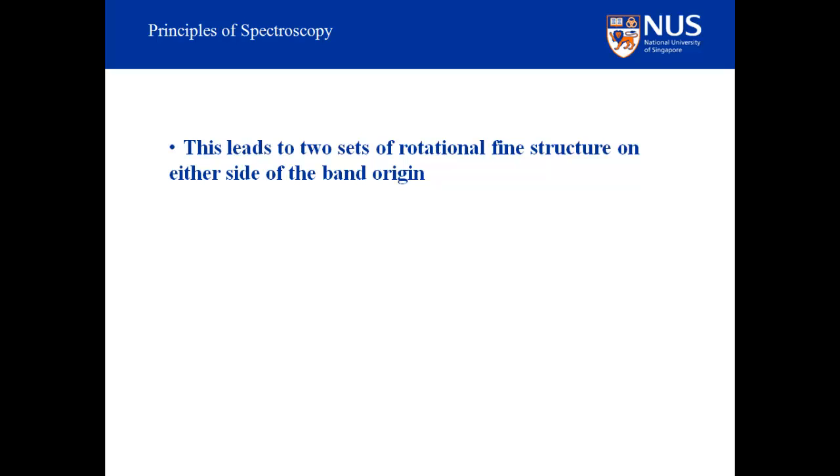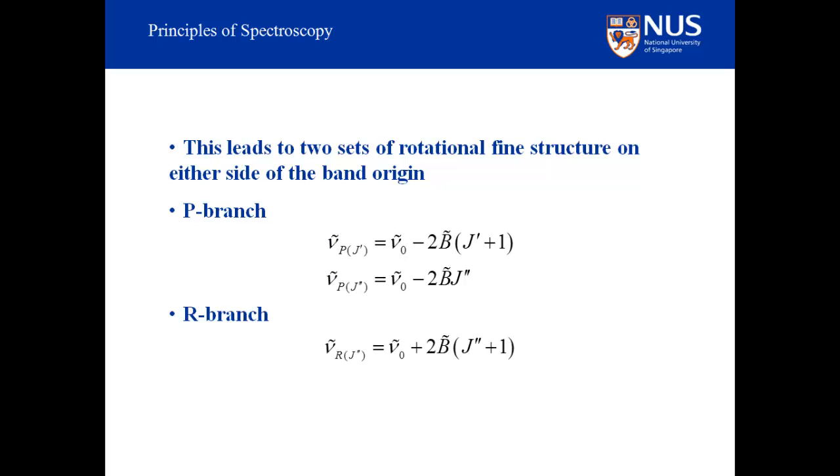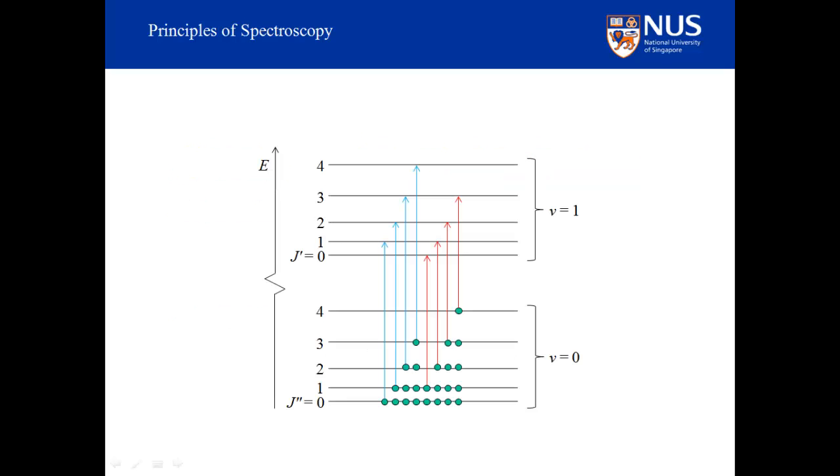So we've got two sets of rotational fine structure on either side of the band origin, exactly what we saw with the carbon monoxide spectra. And notice that I can also write the P branch in terms of J prime or J double prime. And here is the expression once again for the R branch. So these are the transitions that we've seen. We've got the R branch over here, and we've got the P branch over here. So now that we know what the frequencies are for the P branch and R branch spectral lines, we can predict the structure of the rovibrational spectrum.